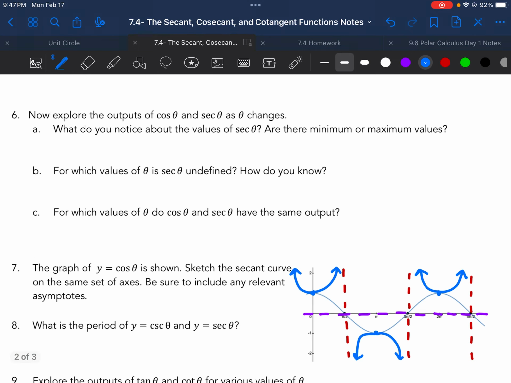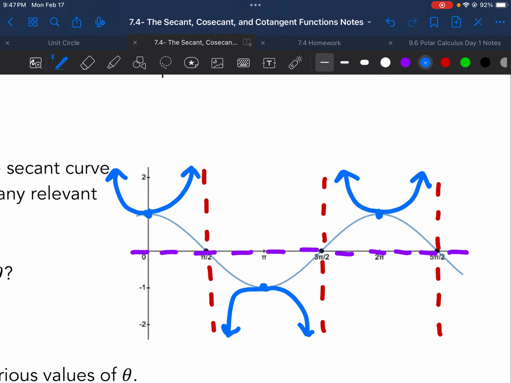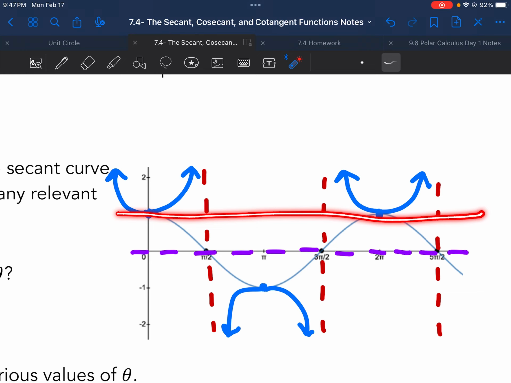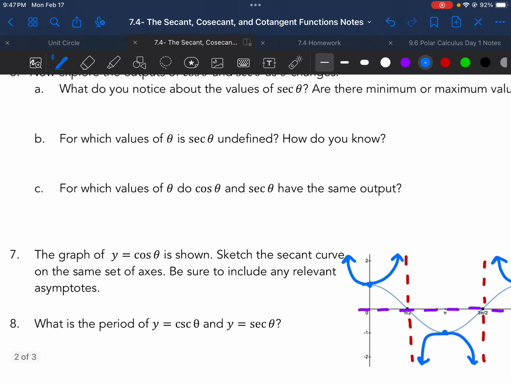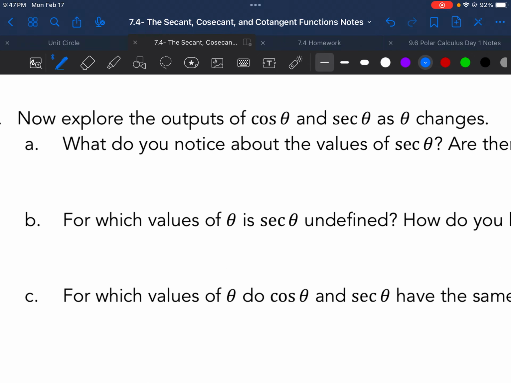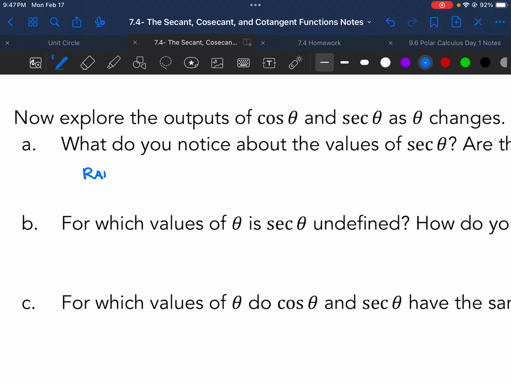Let's go ahead and take down the important information for this one. What did we notice about the values of secant of theta? It's very similar. Notice that for the output values, everything is greater than or equal to 1 and less than or equal to -1. So it has the same range as cosecant of theta. The range of y equals secant of theta is -infinity to -1 union 1 to infinity.